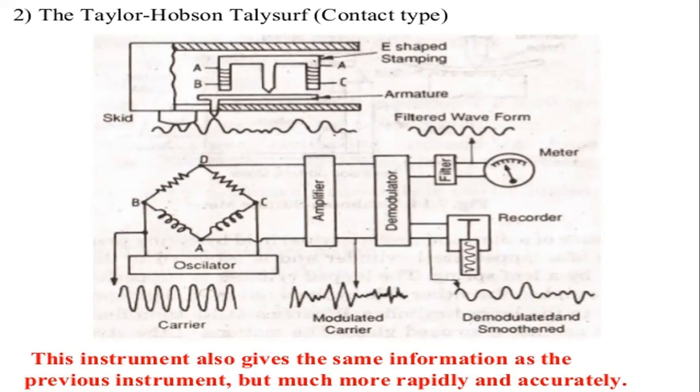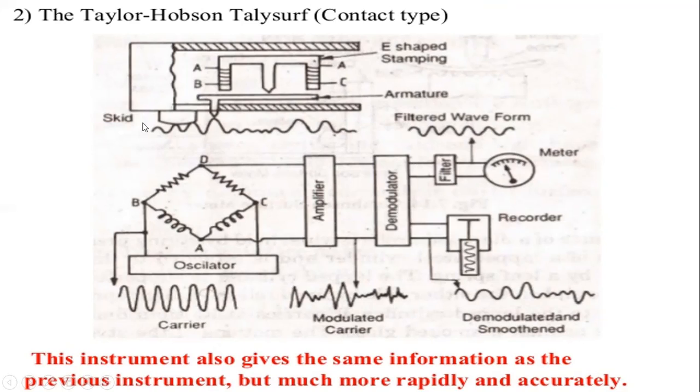So here you can see the parts, and I am going to explain them. First one is the oscillator, which consists of a Wheatstone bridge. You all know about the Wheatstone bridge, which consists of 4 points. The points A and D are attached to the amplifier, and the amplifier is connected to the demodulator. The demodulator has two ends, that is the filter and the recorder. The filter gets a meter, and the recorder gets the final output.